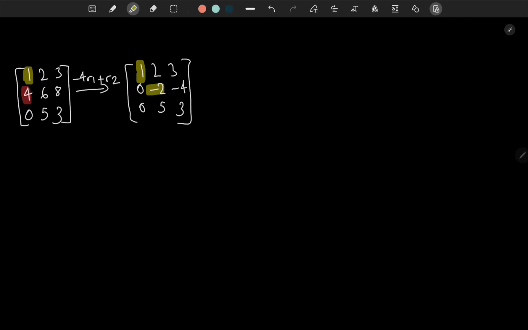So what we can do here is divide the second row by -2 to make the pivot 1. So after doing that, this is the operation that we are doing. So it is -1/2 times R2, and the matrix that we're going to get is this. And again, now we look for the pivot, so 1, and below it is a 5.